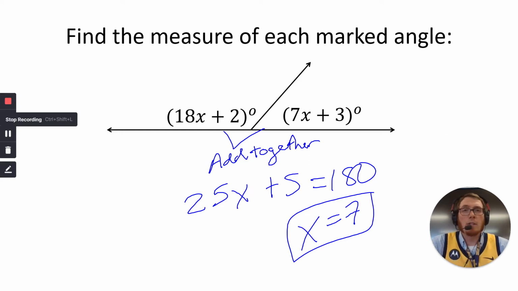I put this in kind of a specific way for a reason. Make sure you answer the question. What I've written here is x is 7, but remember, for the angles you'd have to plug back in the x value to figure out what the angles are. So keep that in mind in questions like this. These two are supplementary angles because they add up to 180 degrees, so you add those two things together and set it equal to 180, and then see what you get for a solution.